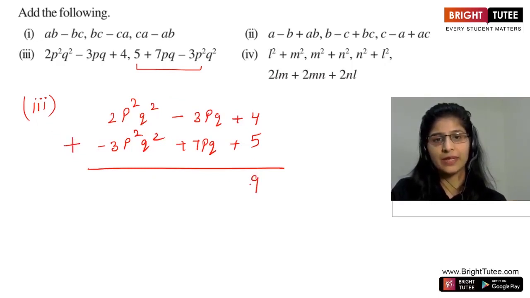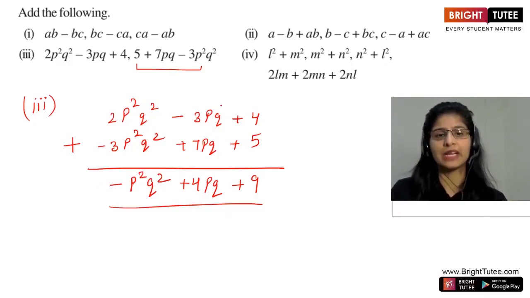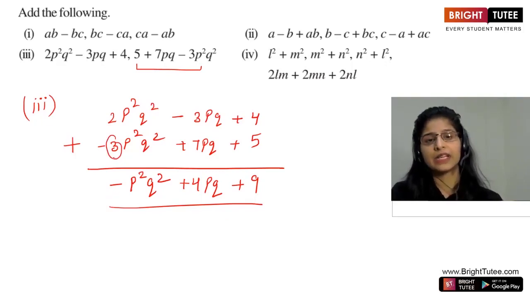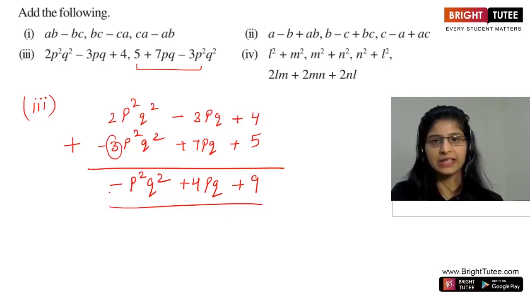Just to see, 4 and 5 will be 9. Plus 7pq minus 3pq. So 7 minus 3 is 4. The sign will be plus because 7 is greater here. So plus 4pq. And here 2p square q square minus 3p square q square. We will be left with minus p square q square. This will be the answer. Why am I taking a negative sign here? Because 3 is greater. Plus minus is minus, but we take the sign of the greater number. Is that clear? So now we are going to try the fourth part of it.